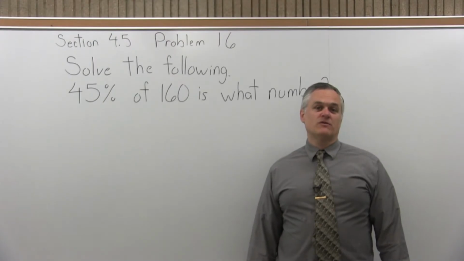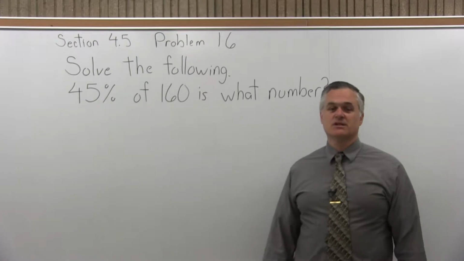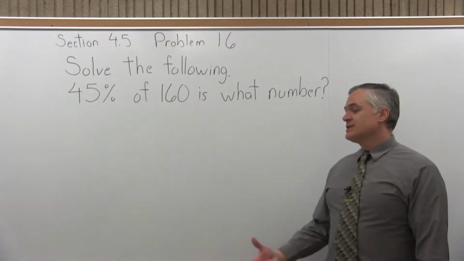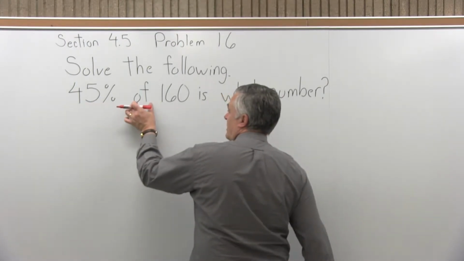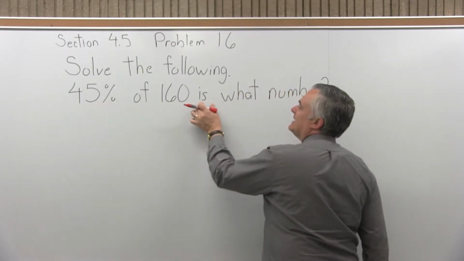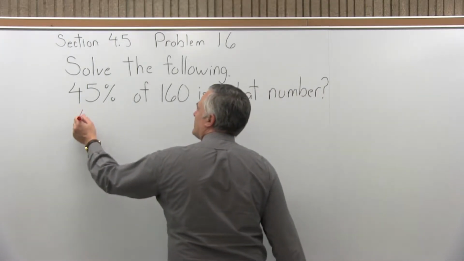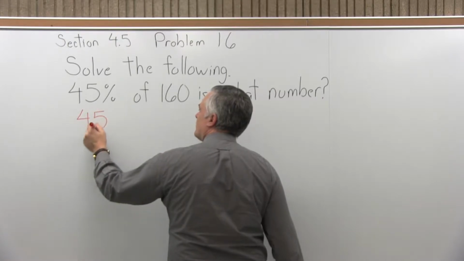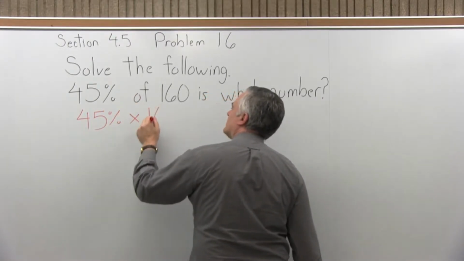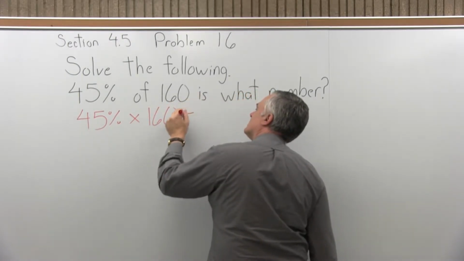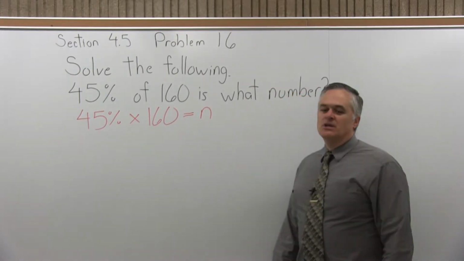This is Section 4.5, Problem 16. It says solve the following. 45% of 160 is what number? So first, let's write it as an equation. The key words are "of," that will become a multiply, and "is," that will become an equals. So 45% of 160 becomes 45% times 160. "Is" becomes an equals. What number? We can just use n for number. It's an unknown. So that's an equation.